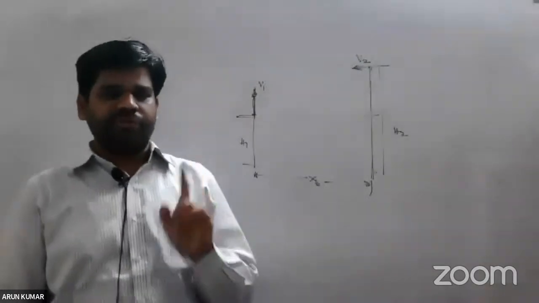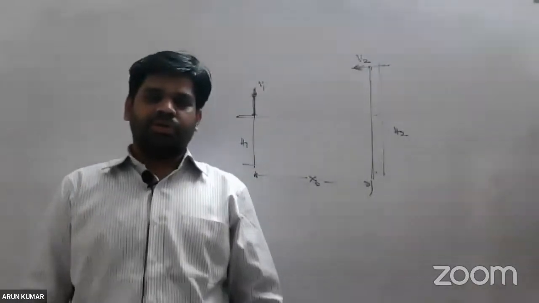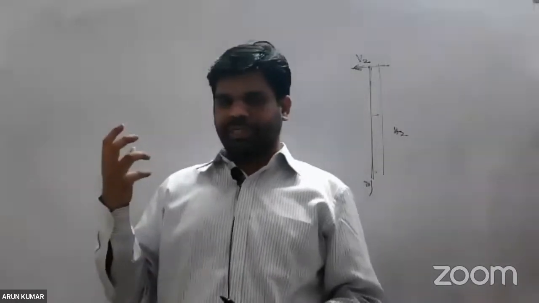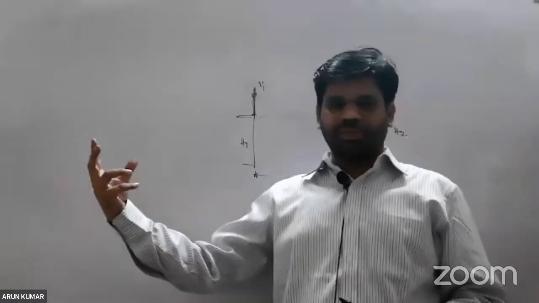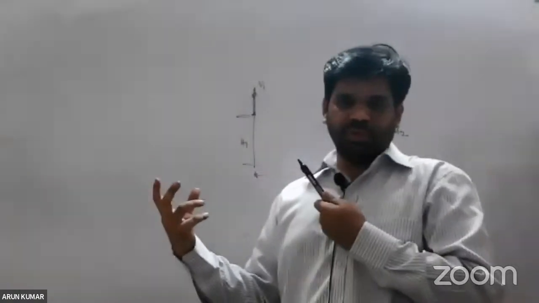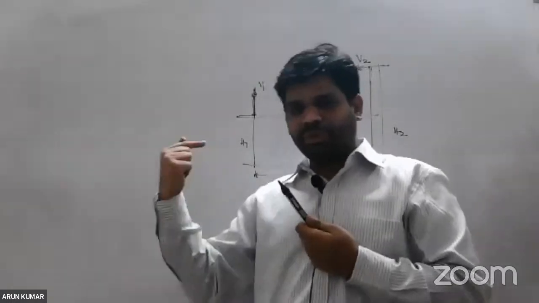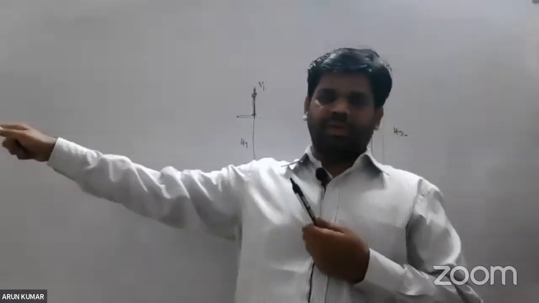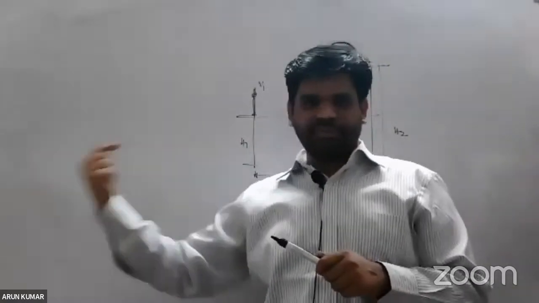See, the condition for collision is that the velocity of 1 with respect to 2 should be directed from 1 to 2. That means if 2 sees particle 1, it should see particle 1 coming directly towards it. That means the velocity of 1 with respect to 2, the way 2 sees it, should be directed from 1 to 2. If it is directed from 2 to 1, it goes away. So the condition for collision is that the velocity of 1 with respect to 2 should be directed from 1 to 2.